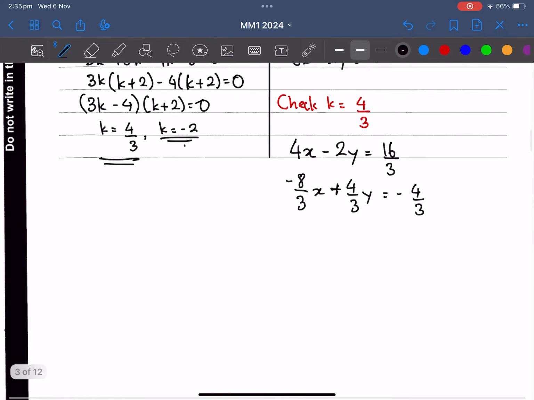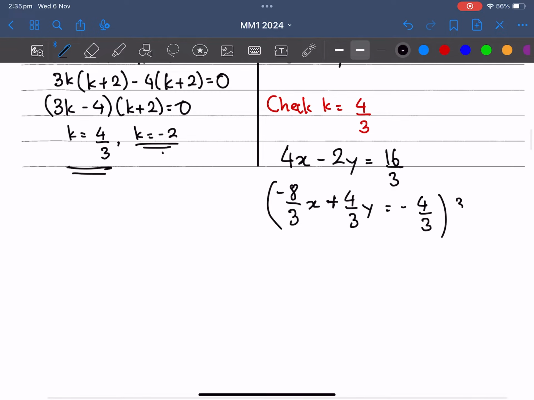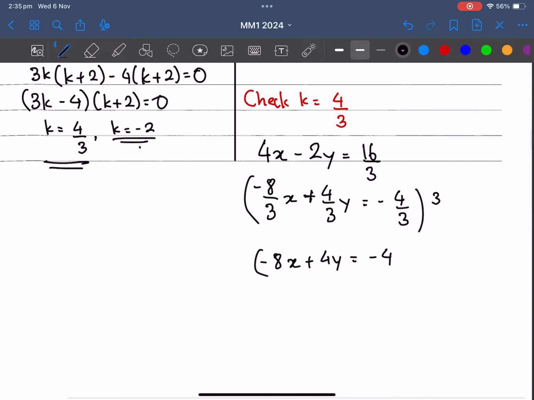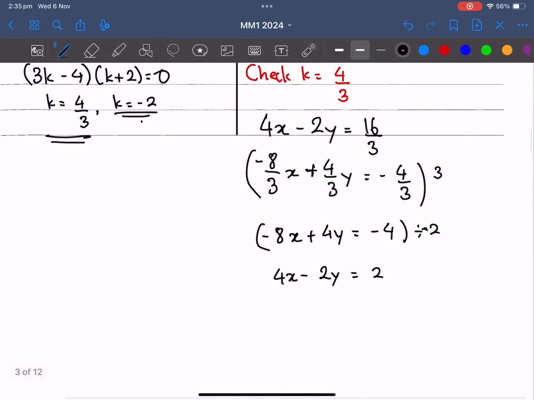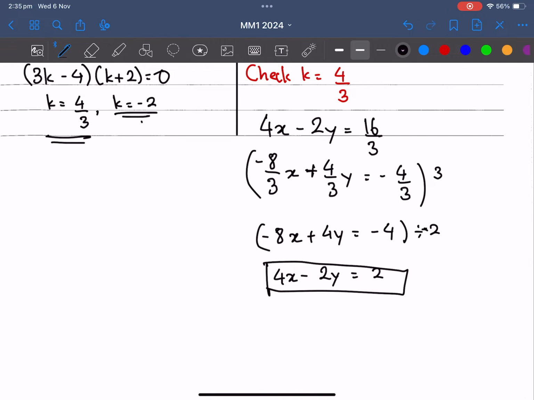If you were to multiply this by 3, minus 8x plus 4y is going to be minus 4. So let us divide this by negative 2 as well, just to simplify it more. So we get 4x minus 2y is equal to 2. Sorry, I mean divide by negative 2. Yeah, so there we go.